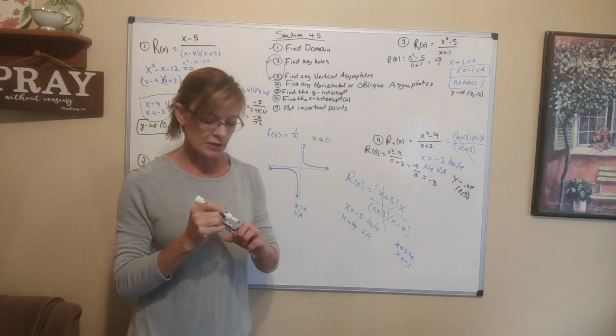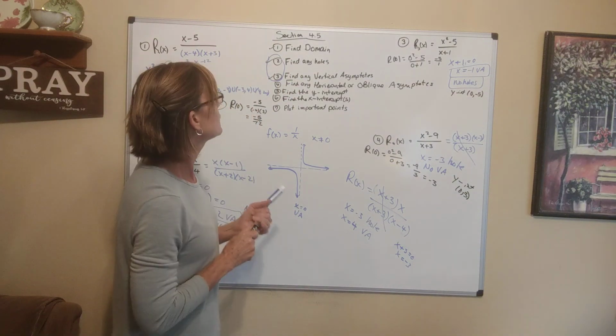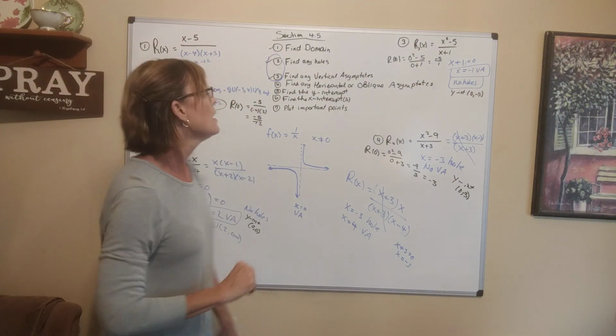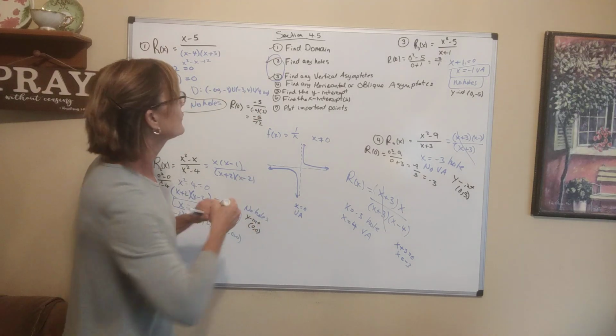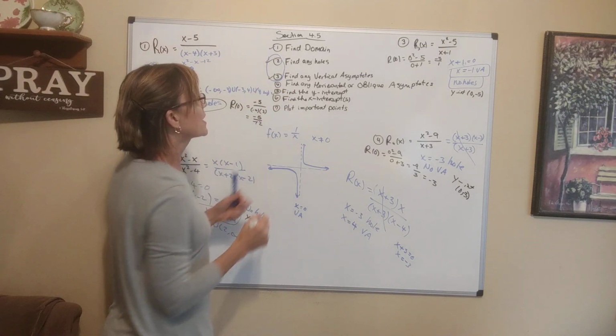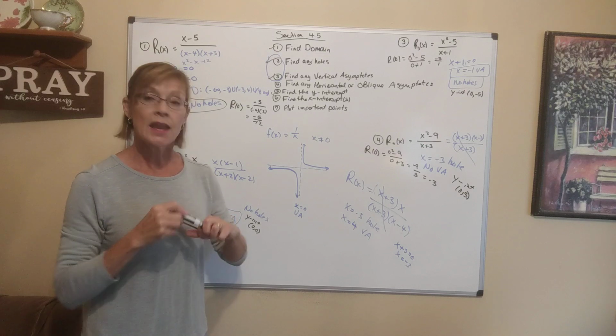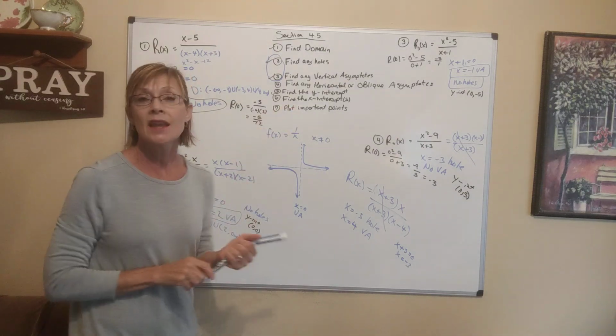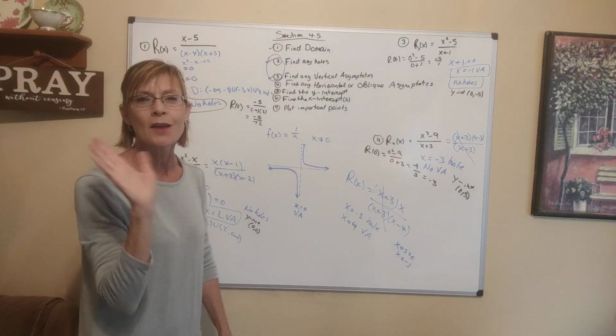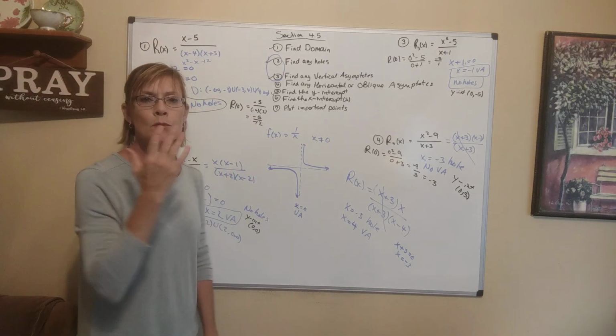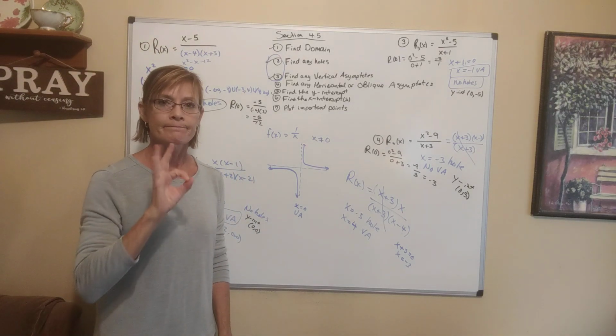Okay, that's it for this first portion of the video because it's just going to be too long. Second half, we're going to tackle, so we did 5. Second half, we're going to tackle horizontal asymptotes and maybe finding the x-intercepts if it's convenient. If it's not, we'll skip that part. And then 7, plotting important points. All right, see you in a sec.